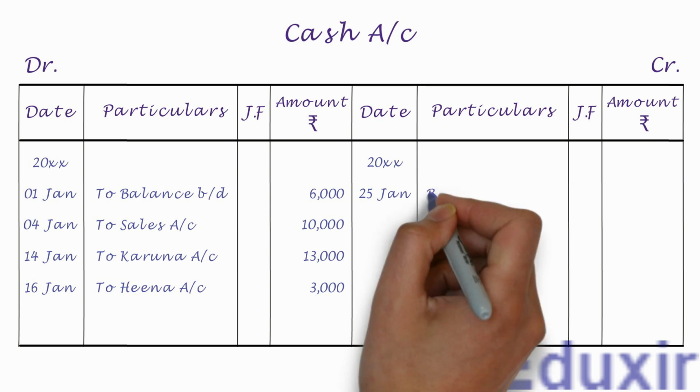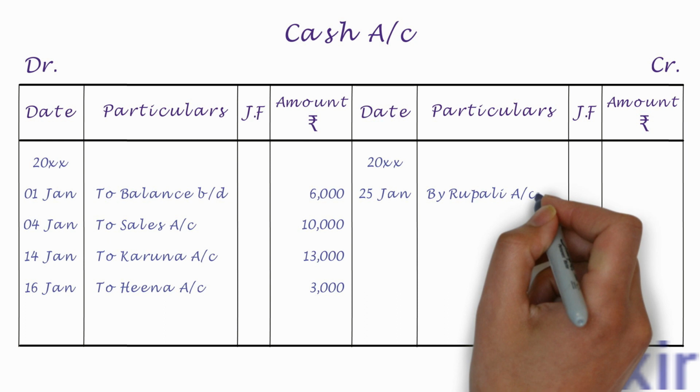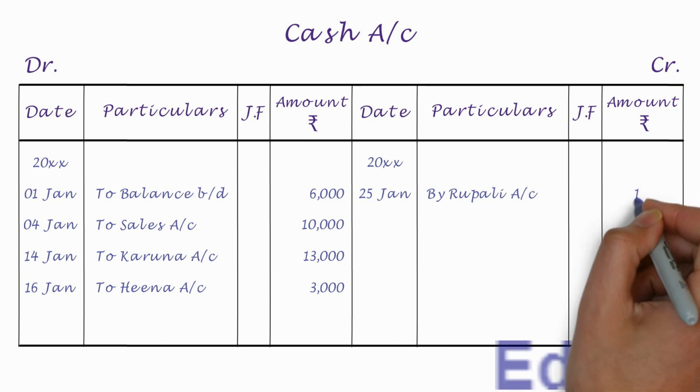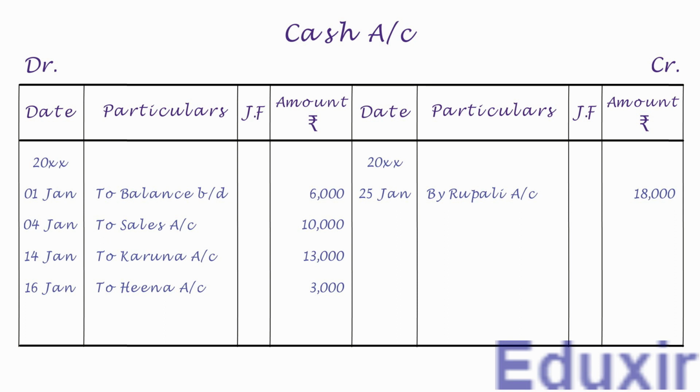We need to write by Rupali account into the particulars column. Let us write the credit amount of 18,000 rupees into the amount column. With that, we have completed the posting of this journal entry into the cash account. Let us now take up the next entry.